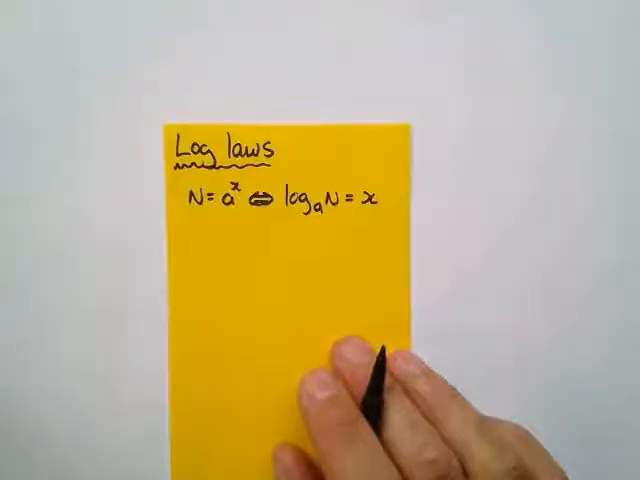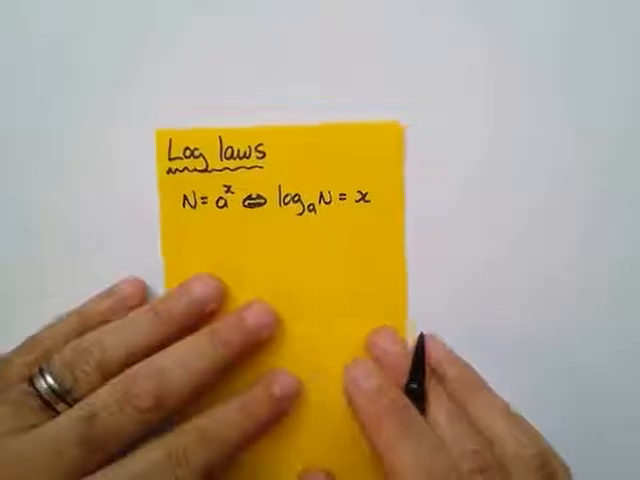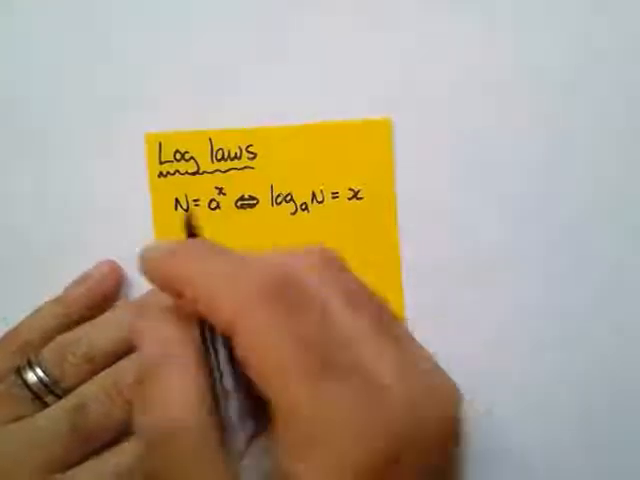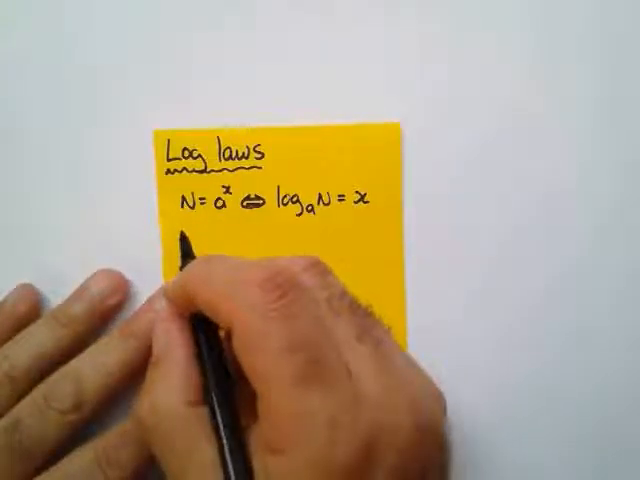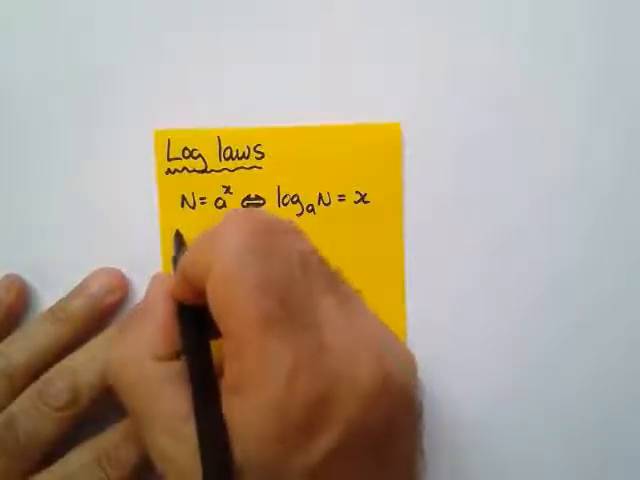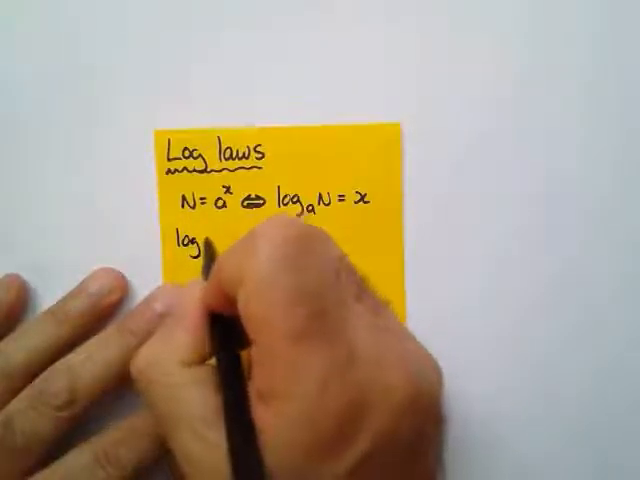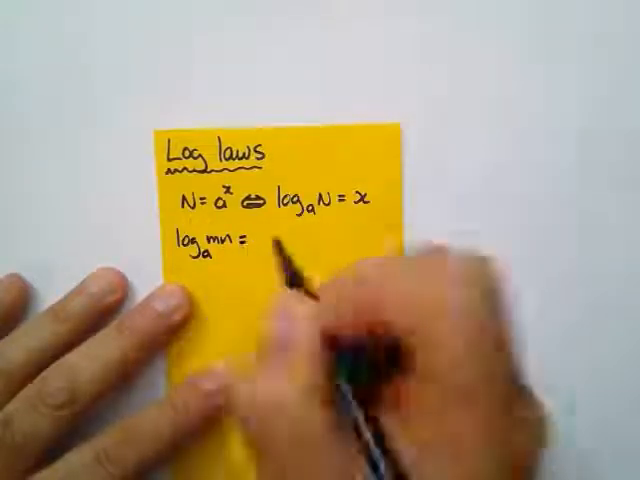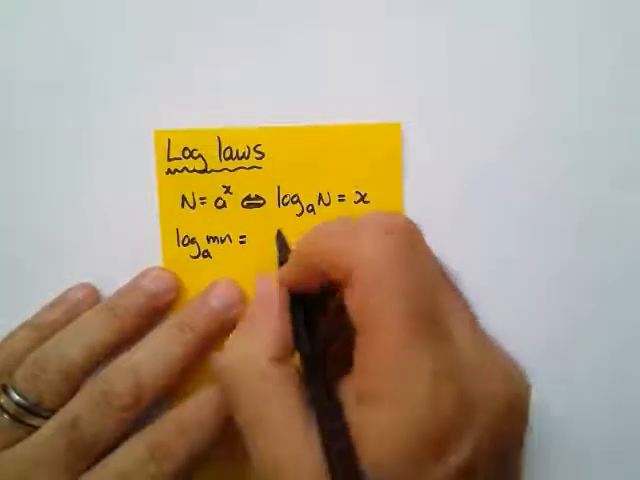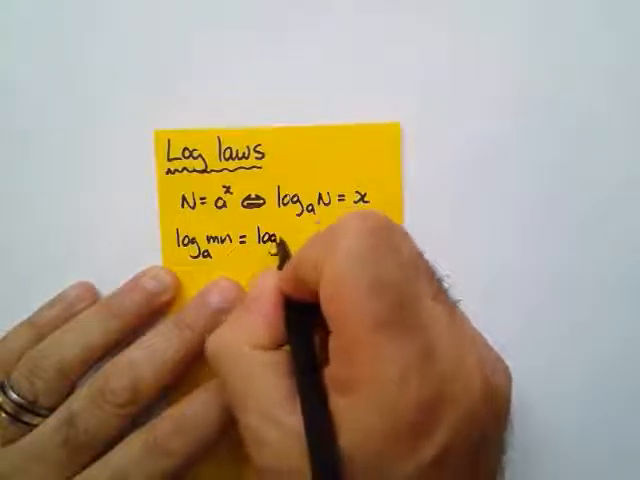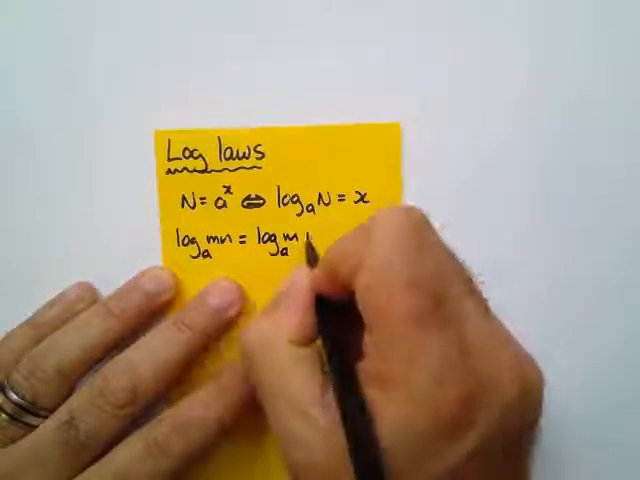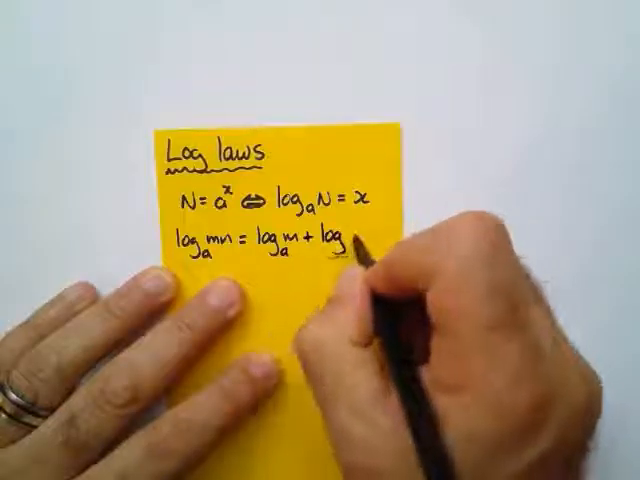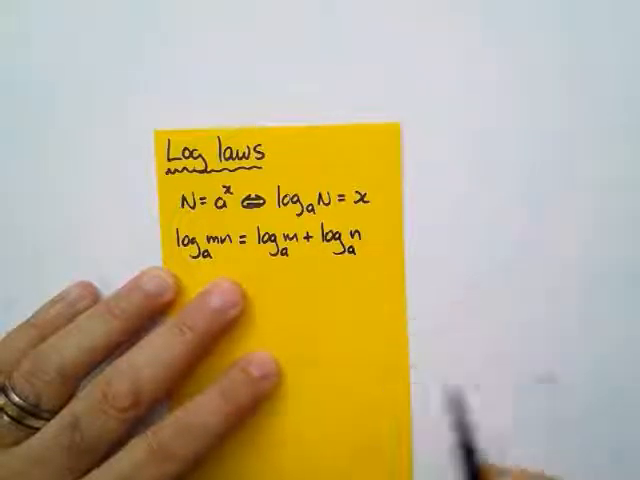Then we're going to look at specific rules, the laws of logs. And the first law is the multiplication law. So if I have the log of m times n to the base a, then this equals, and I'm going to split this up, the log of m to the base a plus the log of n to the base a.